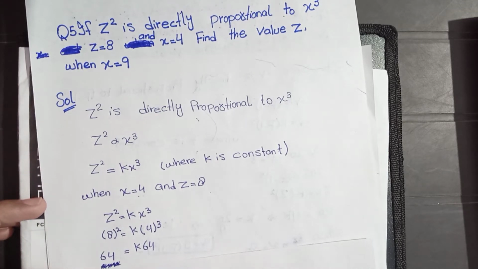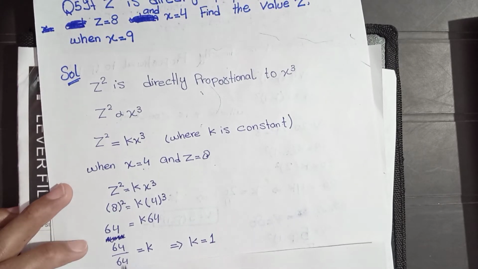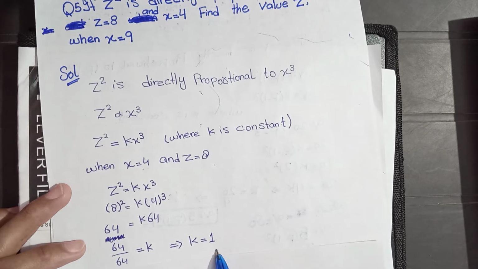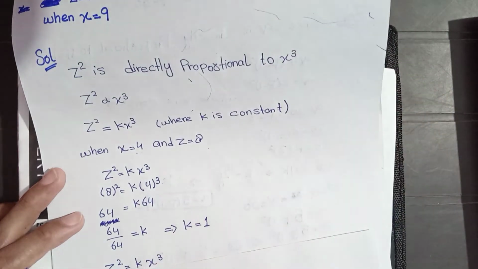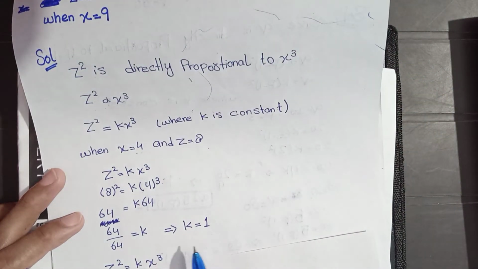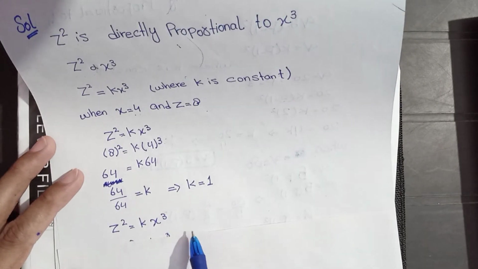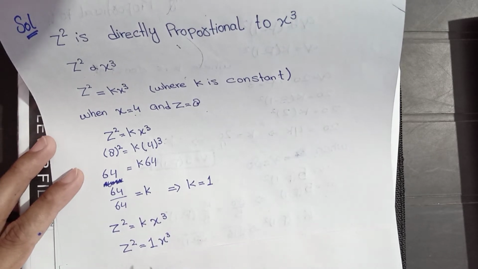To find the value of k we have to divide by 64 on both sides, and we get the value of k. Okay, we got the value of k. Now we put the value of k in that equation, z square is equal to k x cube. Z square is equal to 1 x cube.